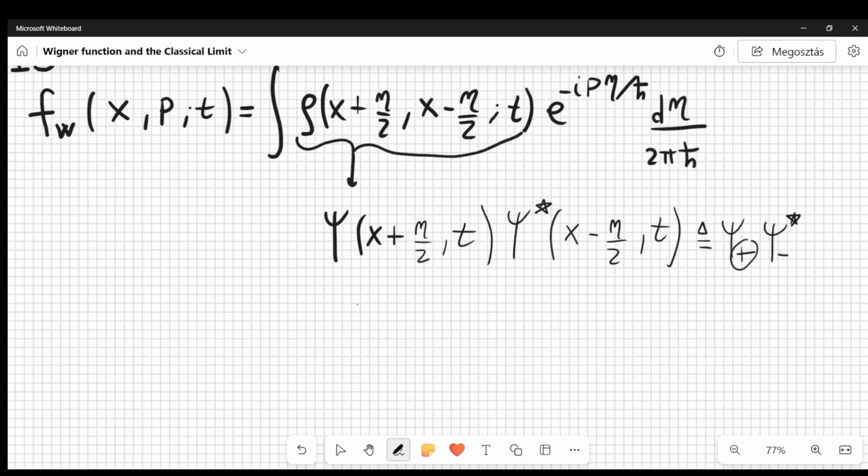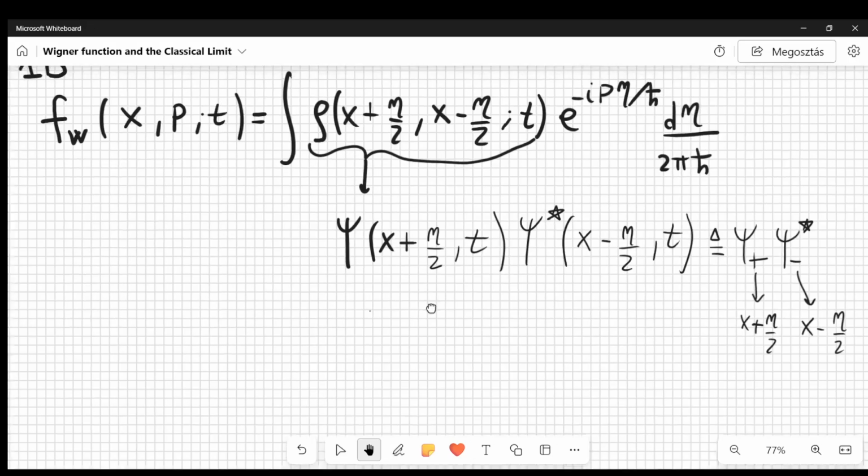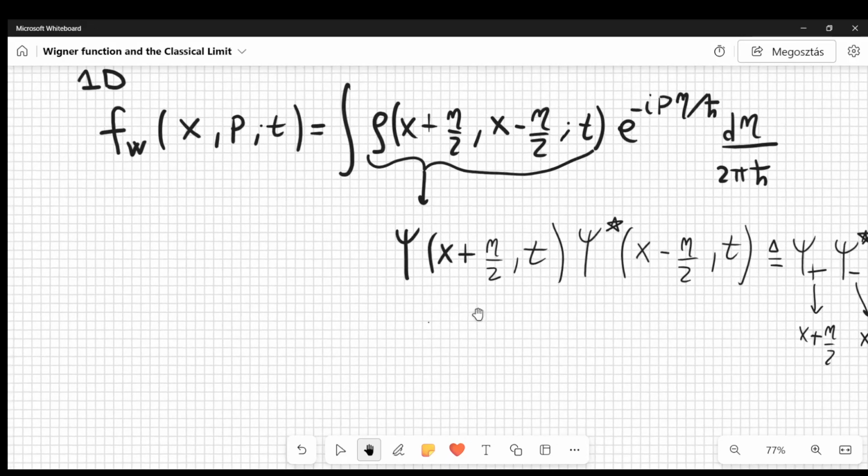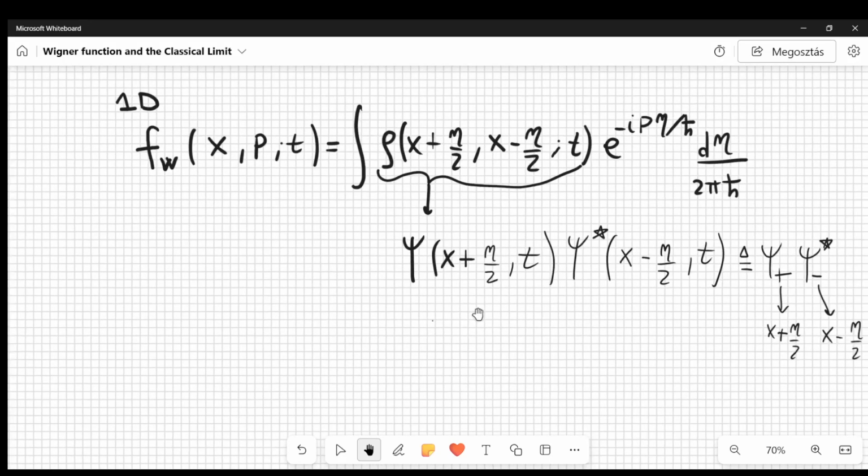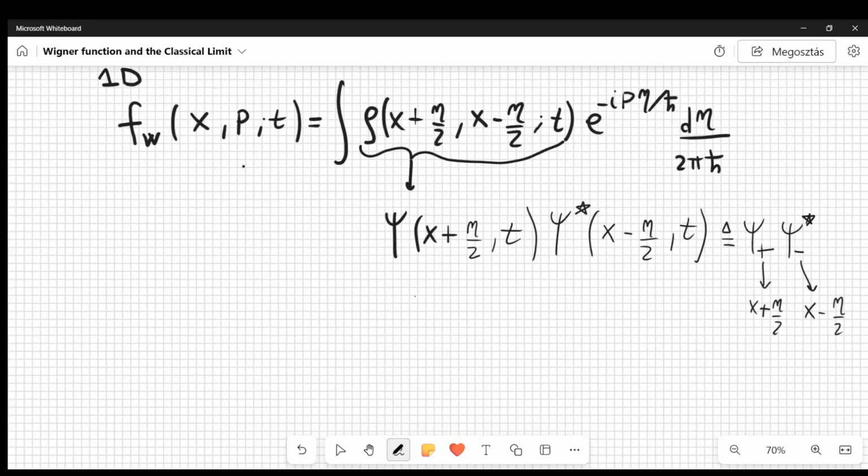So whenever we see a plus, we have to associate the plus to x plus eta over 2, whereas this minus will be associated to x minus eta over 2. Simple as that. And what I want to do is find a dynamical equation that the Wigner function satisfies. So we want to take a derivative of the Wigner function with respect to time.